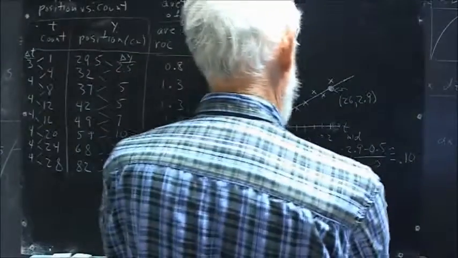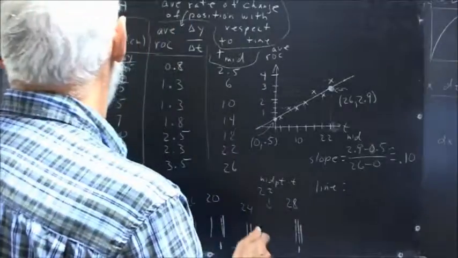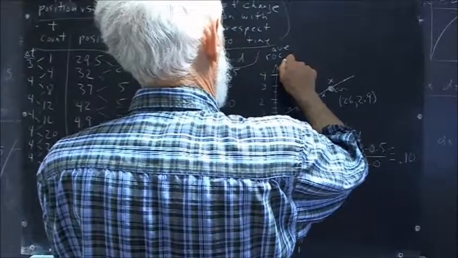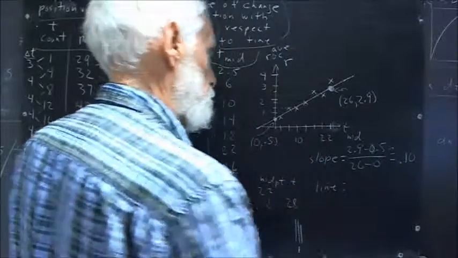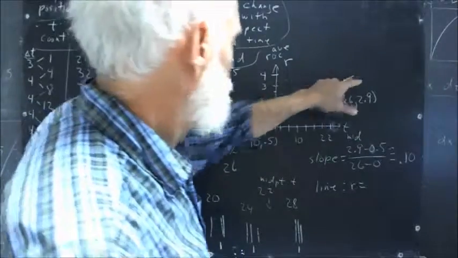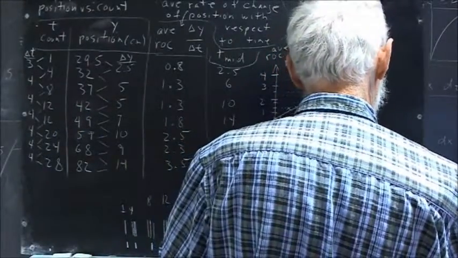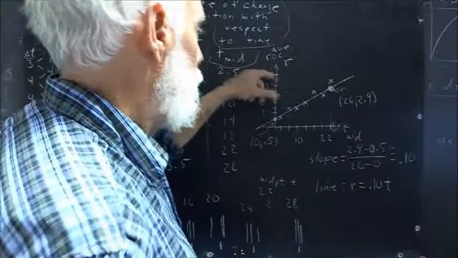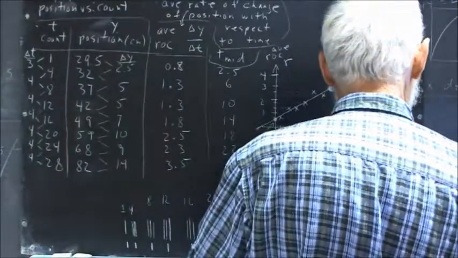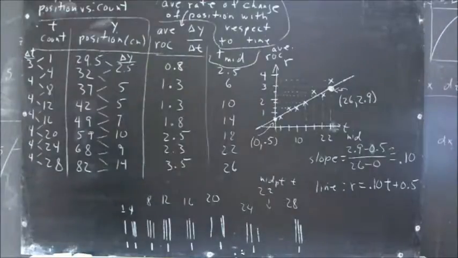So our equation is, we used y for position here. I'm going to use average rate of change. I'm going to call that R. Our line will then be R equals slope times T, which is 0.10 times T, and then plus the y-intercept, which is 0.5. So there's our best fit line.